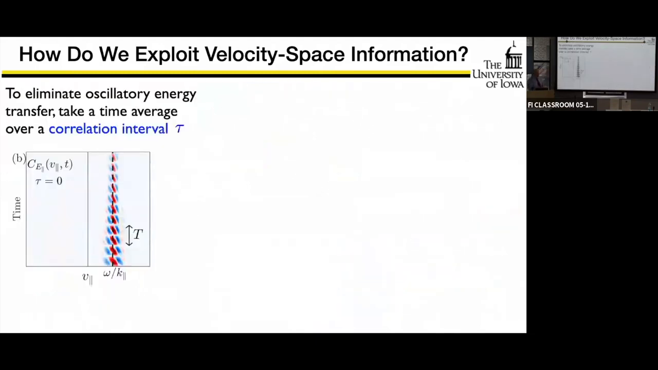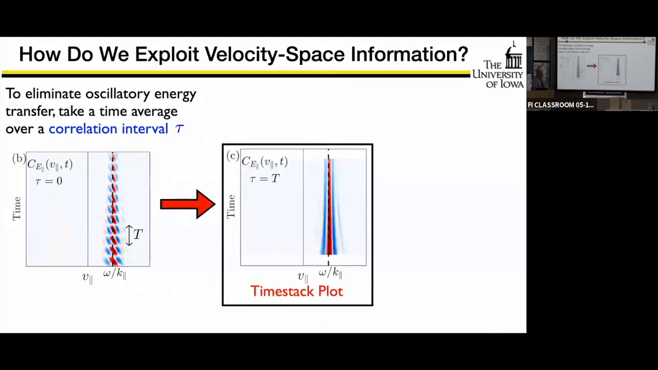So what do I do? How do I do this? Well, I have this system where I've taken that correlation. What I do is I specify a correlation interval where I'm going to take a time average over that time to eliminate all that oscillatory transfer. And so here I can take just a wave period as the ideal case for a single wave. And when I do that, I get a signal that looks like this. Okay, and this is what I call a time stack plot. It's the rate of change of energy to the particles as a function of particle velocity and time.